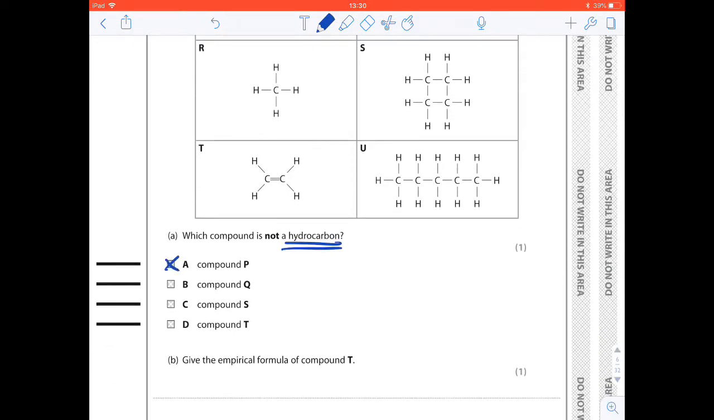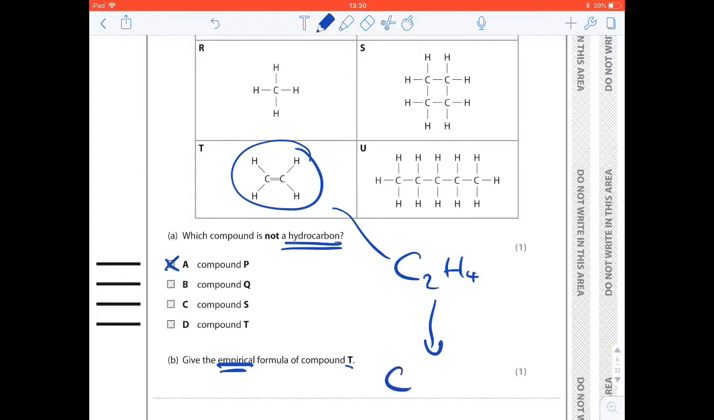The empirical formula. Again here you have to know the definition for empirical formula, which is the simplest ratio of the elements in the compound. So compound T is this one, which would just be C2H4, but the simplest ratio of that becomes CH2.